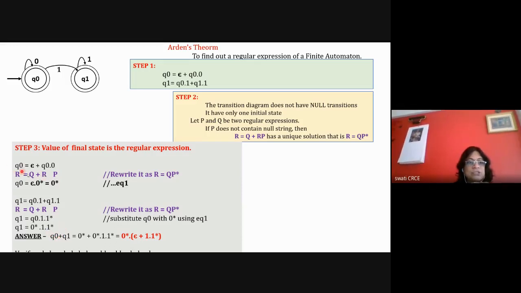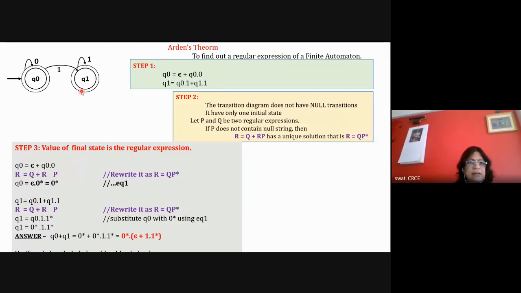Now see the first equation: Q0 is equal to epsilon plus Q0 0. This is already in the R equals Q plus RP format. So I can directly rewrite it as Q0 equals epsilon 0 star, and epsilon times 0 star is equal to 0 star. So this is my equation 1. Then this is the third equation. So I have got Q0 as the 0 star. Finally, I have to bring everything in the form of zeros and ones. My 0 and 1 are the symbols, so my regular expression is made up of 0 and 1. In the previous problem also it was like that.